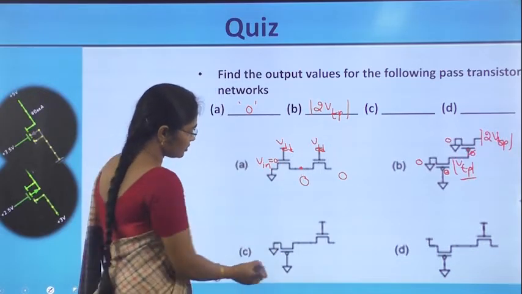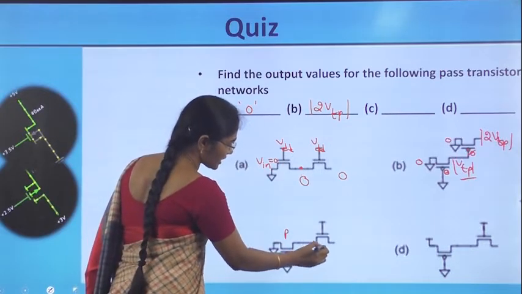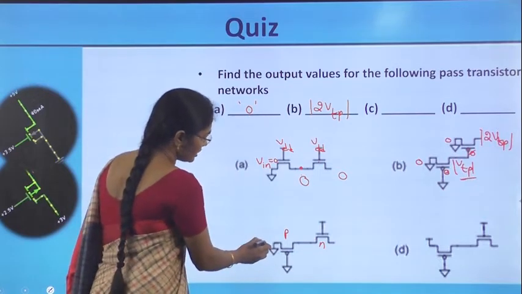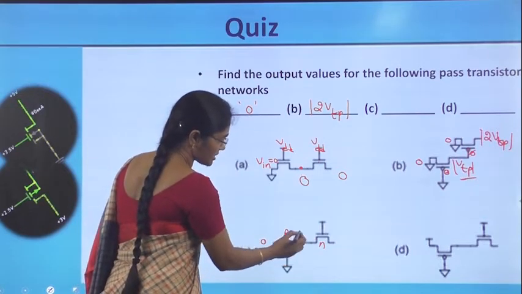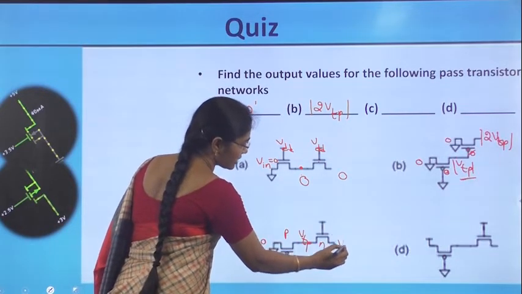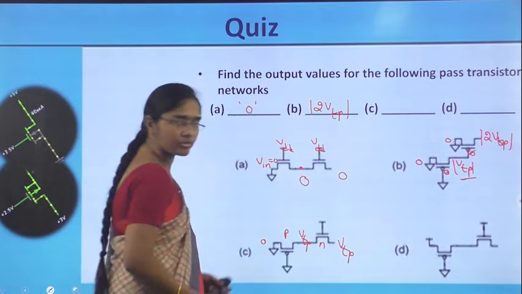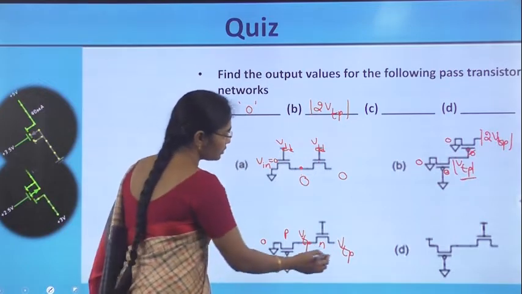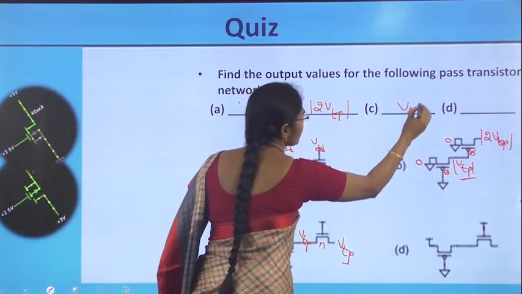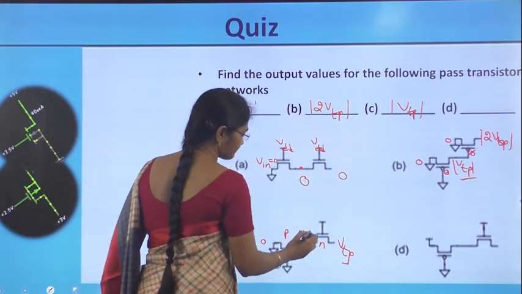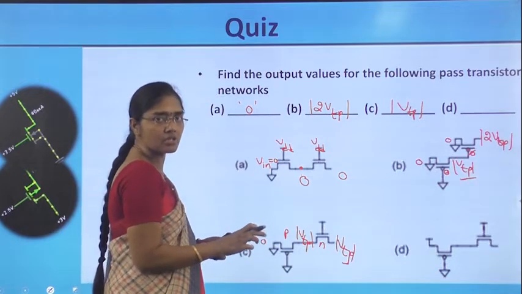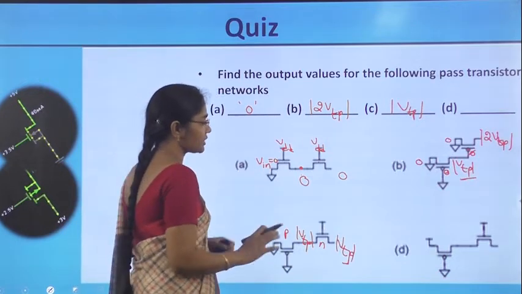Then for the third, one PMOS and one nmos are connected in series with 0 connected at the input side. This PMOS transistor passes VTP, and since the next one is an nmos transistor, it passes the lower level value fully. Therefore, the output is equal to the VTP value for the third case. And here we are representing all the values as magnitudes only.